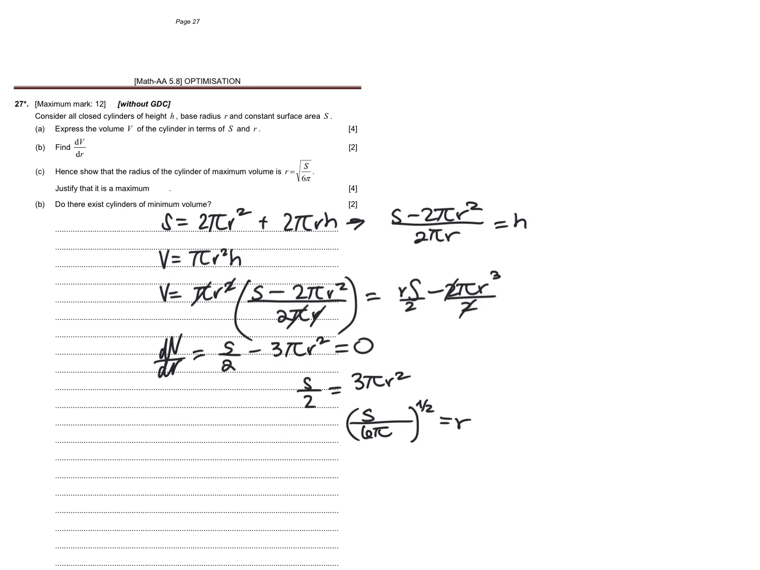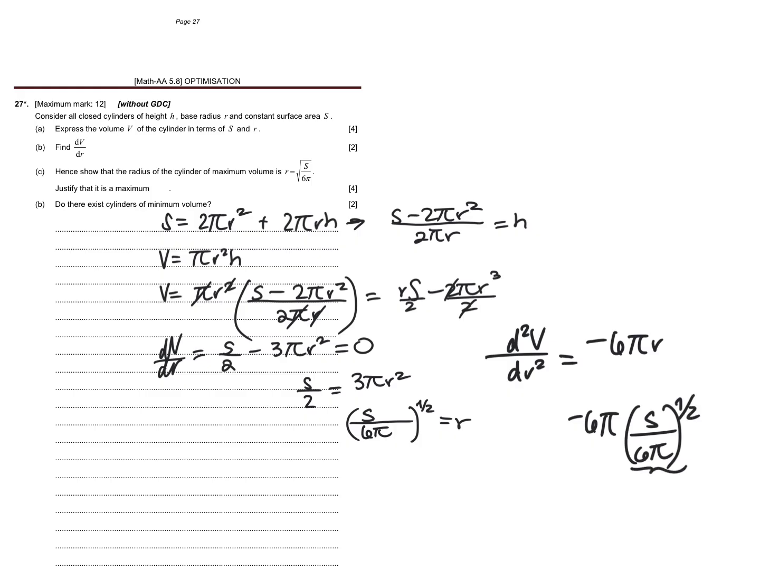Justify there's a maximum. So we need the second derivative, which is just going to be negative 6 pi r. And when we substitute S over 6 pi to the 1/2, well, this bit is always positive, so this is always less than 0, which means it's concave down, and there's a max at that r.